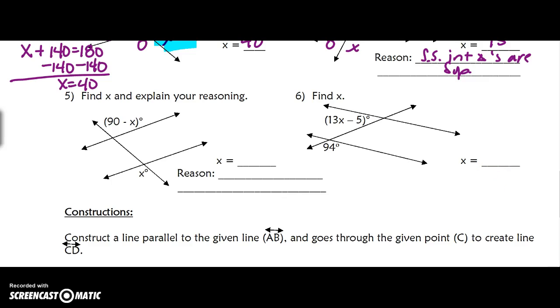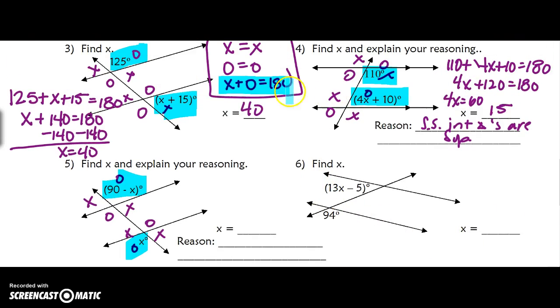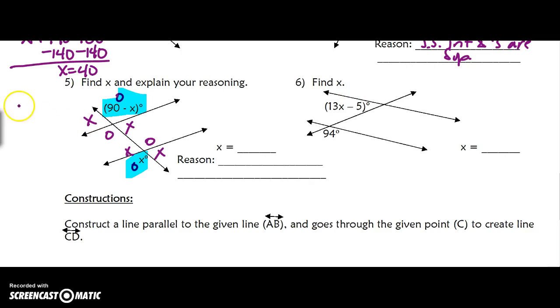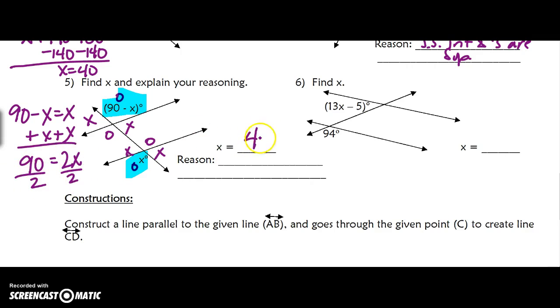In example 5, if we go ahead and do our XOs, our tic-tac-toe board as I like to call it, we look to see what we have. Here we have an O and an O. And if you look back on that little cheater I said, here we have two O's and they're equal to each other. So that means that we're going to take each of these and set them equal. 90 minus X and X. And then when we solve, we're going to add X to both sides. Here we have 90 equals 2X. Divide by 2, so X is 45. And the reasoning behind this is alternate exterior angles are congruent.